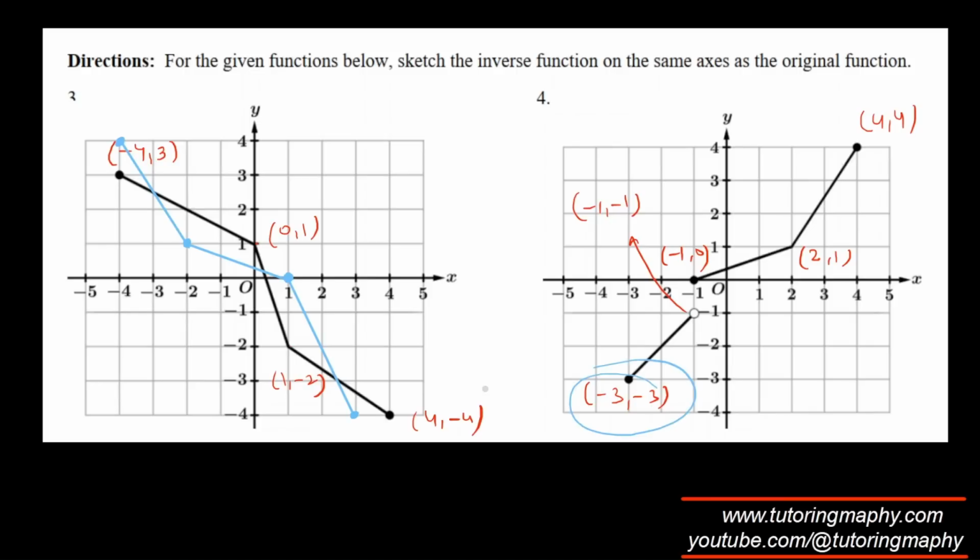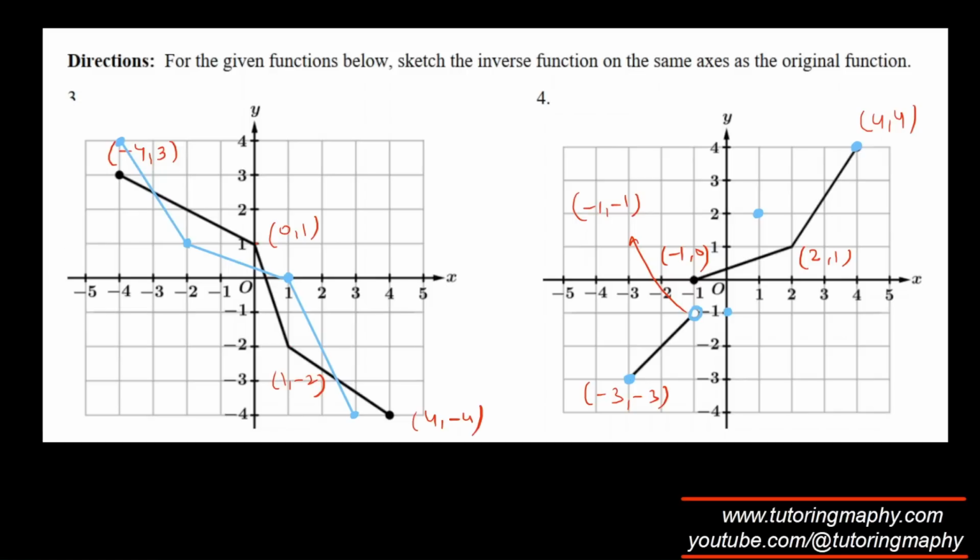So negative 3, negative 3 will basically just be negative 3, negative 3. So this is the same point. Negative 1, negative 1 will still be negative 1, negative 1. So it will still be here, and mind it, it will still be a hole. Negative 1, 0 will become 0, negative 1. 0, negative 1 is right here. 2 comma 1 will become 1 comma 2, which is right here. And 4, 4 is still 4, 4.